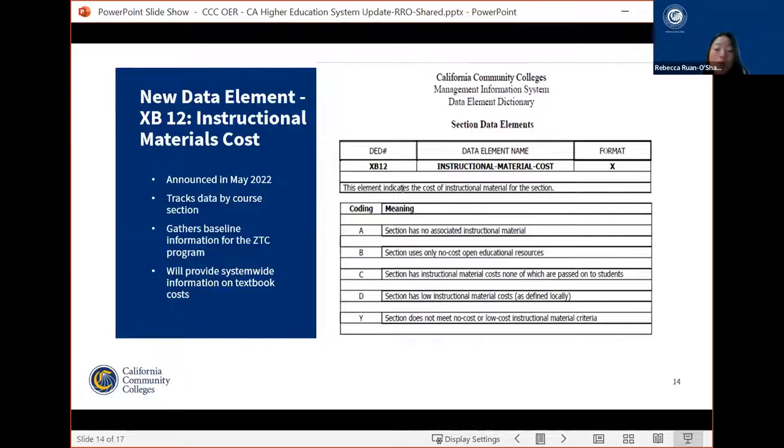So the new data from these submissions will help us understand, as a system, the various strategies already in place that institutions are utilizing to make course sections no or low cost. And there's more to come, right? This is really the first step towards building that infrastructure.